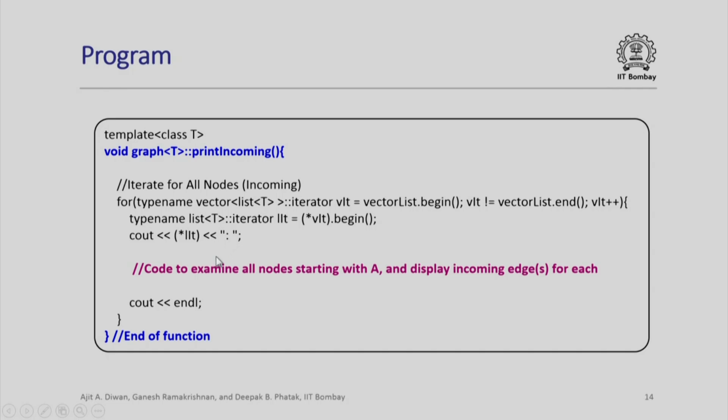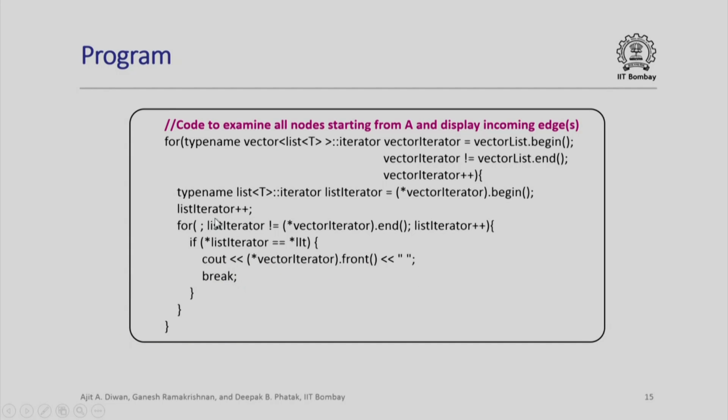What we need to do is examine all nodes starting with this and display incoming edges for each. So let us see how we do that. We will look at this code now. First and foremost, we have this iteration from beginning to the end of the vector list. We set the list iterator to begin. Now we set another iteration. We look at each list in succession. So this is looking at one particular list.